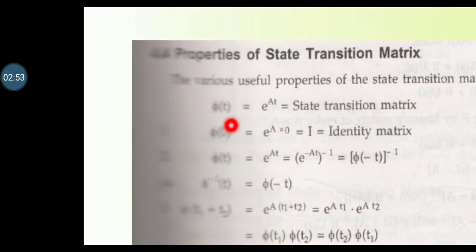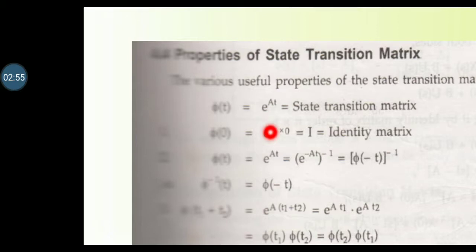So I will repeat. Phi of t is equal to e raised to at, which is the state transition matrix. The first property is phi of 0 is equal to e raised to a into 0, which is I, the identity matrix. Then second property is phi of t is equal to e raised to at, which is equal to e raised to minus at the whole raised to minus 1, which is phi of minus t raised to minus 1. That is phi raised to minus 1 of t is equal to phi of minus t.